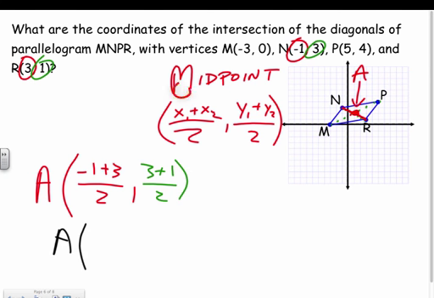So -1 plus 3 is 2. 2 divided by 2 is 1. And 3 plus 1 is 4. 4 divided by 2 is 2. So this vertex is at (1, 2), where those diagonals meet.